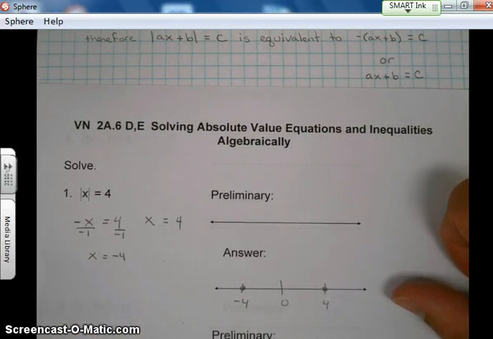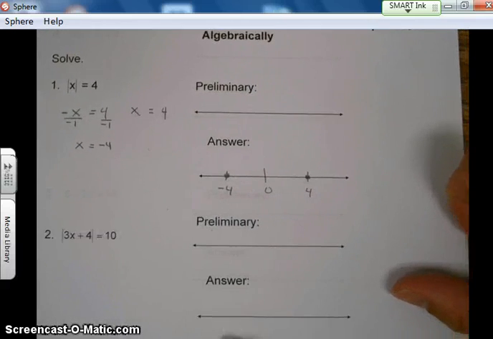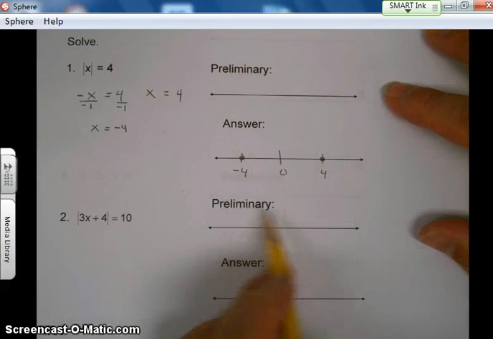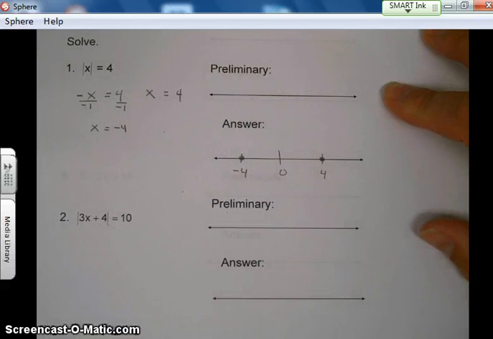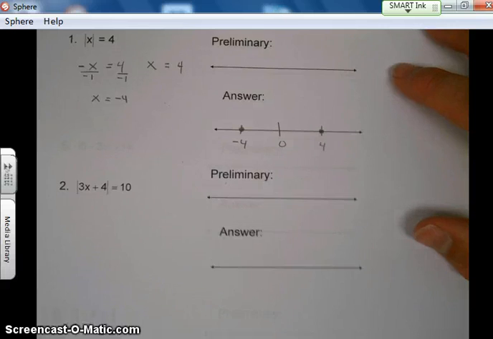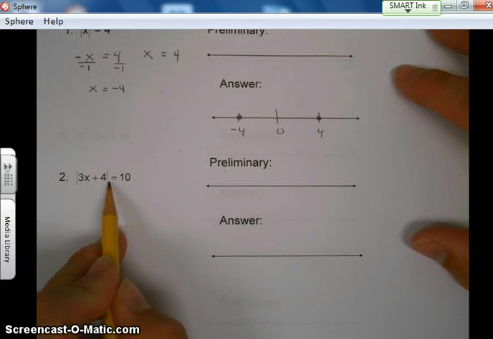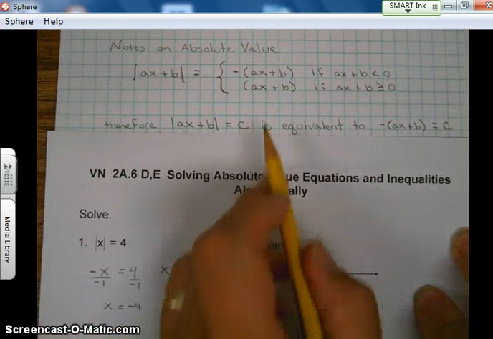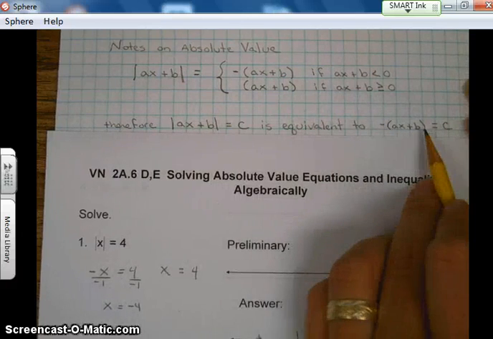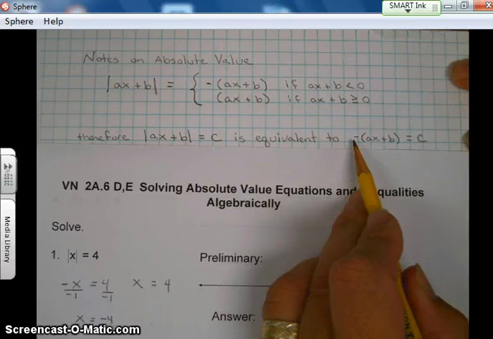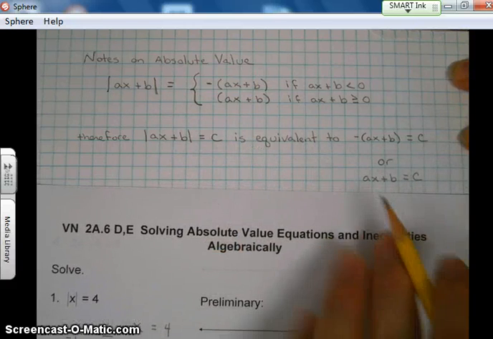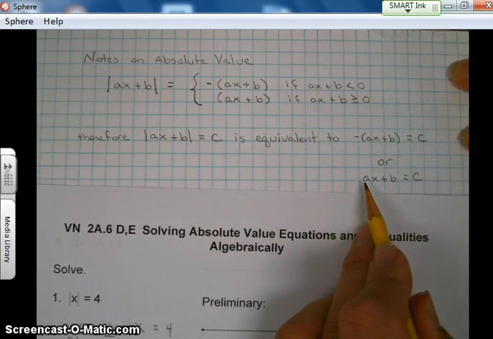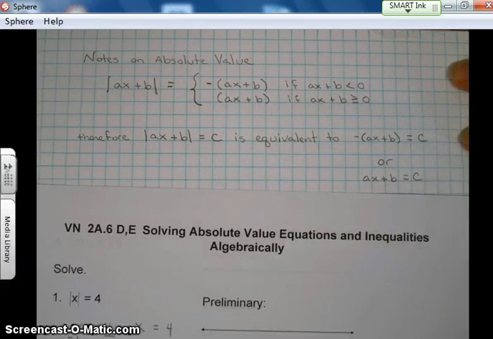Okay? Number 2. I'm not really going to do the preliminary. We're just going to go ahead and use the definition and solve, and then graph our answer here. Again, we have an expression inside the absolute value. Looking at our definition, we want to set up one equation where that expression is negative and set that equal to the value. And then we want to set up another equation where that expression is positive and set that equal to the value.